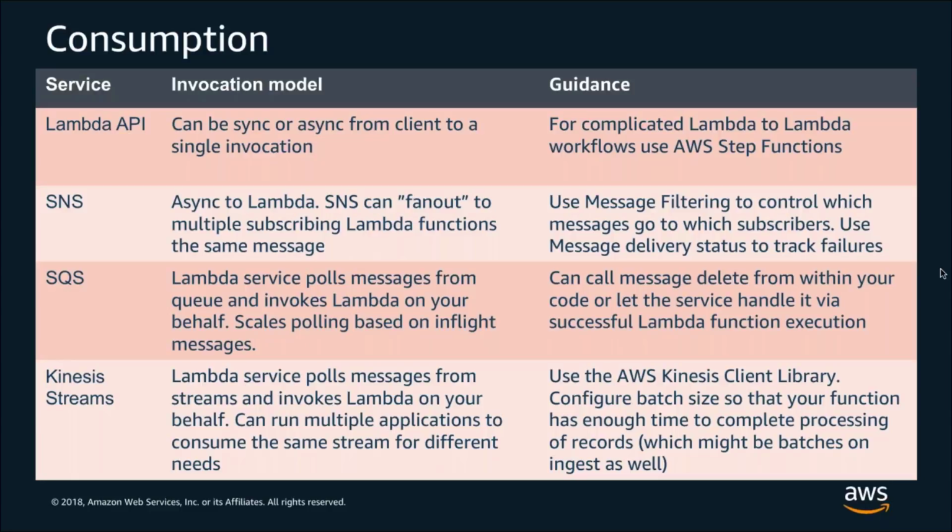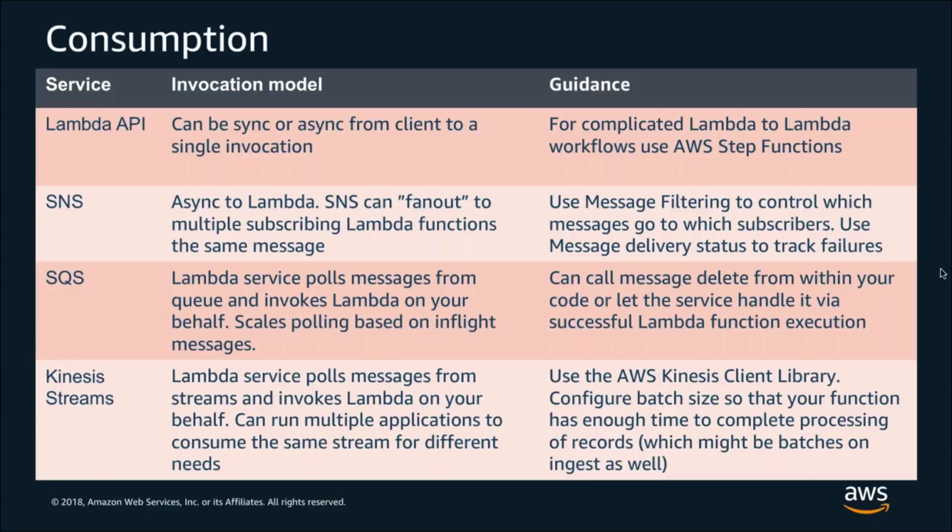Now, there are a number of different capabilities with SNS and how it can handle this. You can do message filtering to control which messages go to which subscribing services or functions. There's also something called message delivery status, which allows you to track failures of messages that have gone through SNS. I think it's really important to turn this on, as it provides a lot of data towards debugging any potential issues inside of your infrastructure.